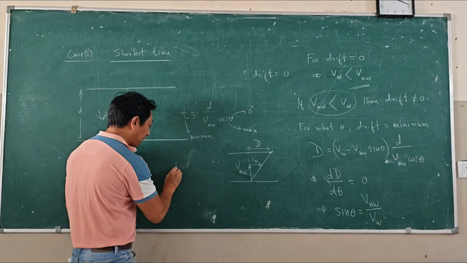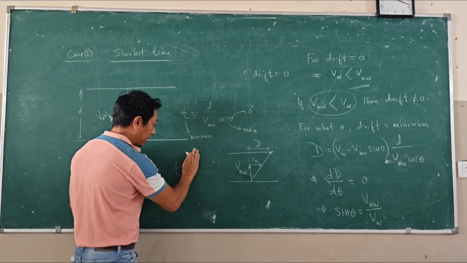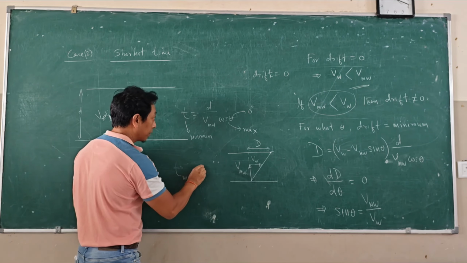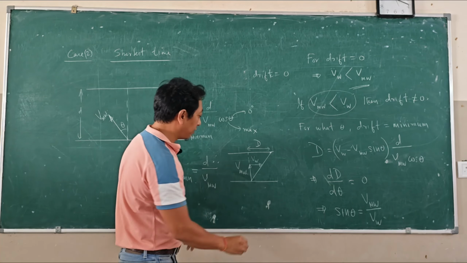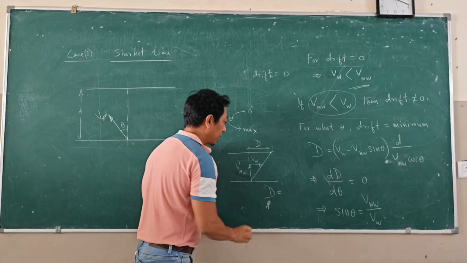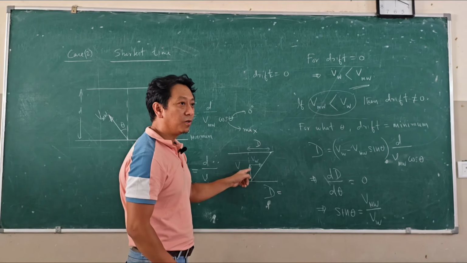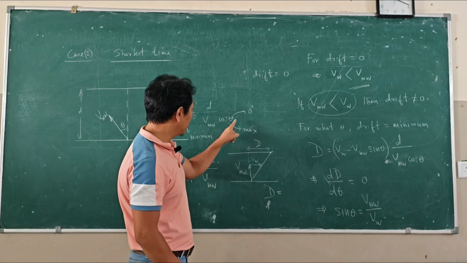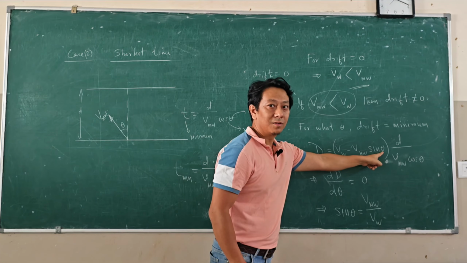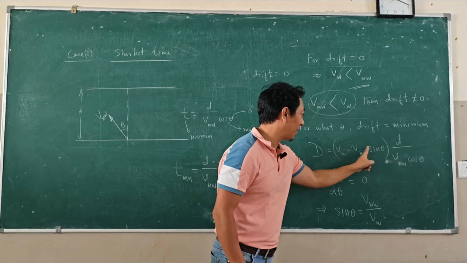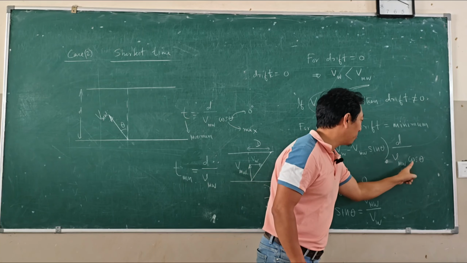By the way, what is the minimum time taken if they ask? Minimum time taken is D by Vmw. And what is the drift if they ask? Here what is Vx? Only Vw, because theta is 0. Otherwise put theta 0 here. What will happen? This will become 0. This will become 1.